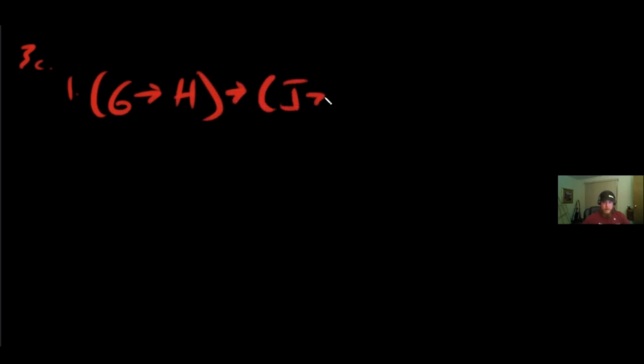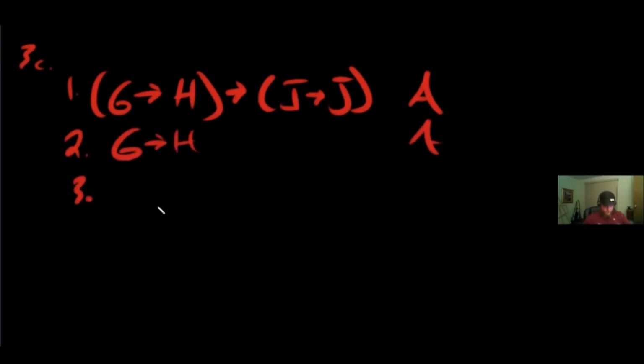Now let's take a look at 3C. So for 3C, and this is also on page 21, here's what's been given to us, the way that I would give it to you on a quiz. We got line 1, we got G arrow H, close parentheses, arrow, I arrow J. That's our first assumption. And then for our line 2, we've got G arrow H. Second assumption.